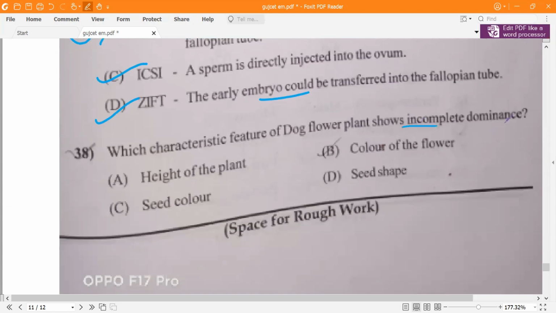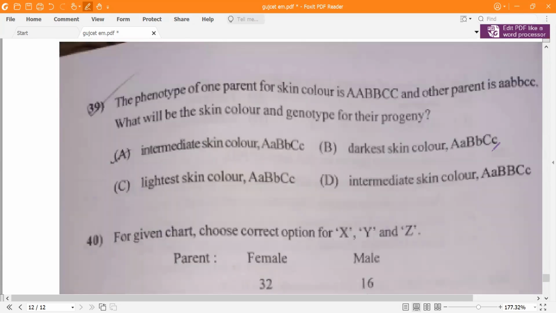What is the incomplete dominance color? Pink will come. In the progeny, it will be this one, intermediate variable. It will be A.